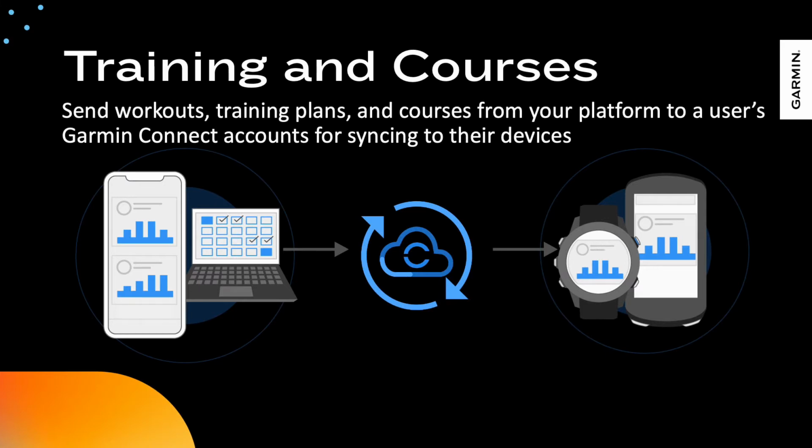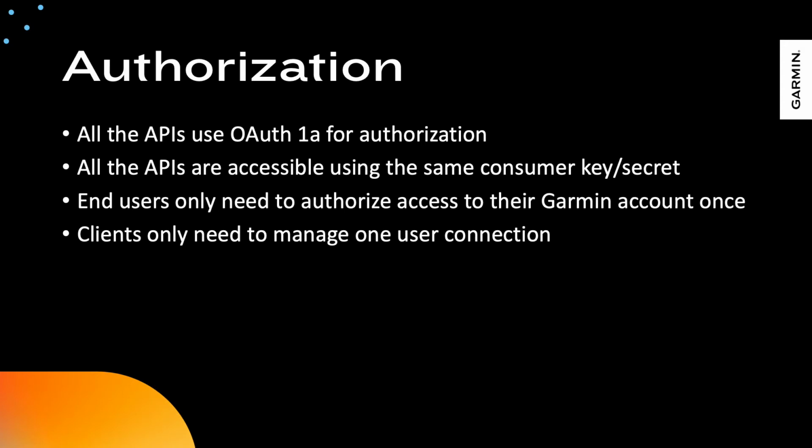Once loaded into a user's Garmin Connect account, workouts, training plans, and courses will then be automatically synced to a user's compatible Garmin device. All 5 APIs use OAuth 1A for authorization, and something new in the last year or so is that all 5 APIs are accessible using a single OAuth consumer key and secret. If you've been using Garmin's APIs for a while, then you know that this has not always been the case. The new single consumer key makes integrating with Garmin's APIs easier, and more importantly, makes things a lot less confusing for end users. Prior to the APIs sharing a single consumer key and authorization, end users had to authorize each API individually. This was not an ideal experience for the end user, and the single consumer key aims to solve this. We'll talk more about authorization later in the presentation.